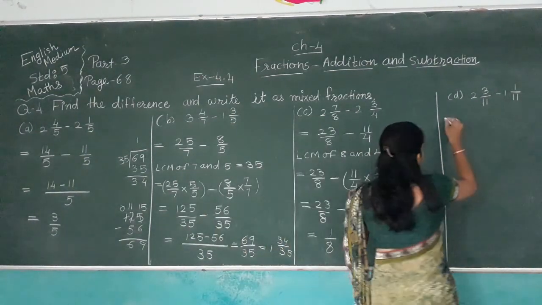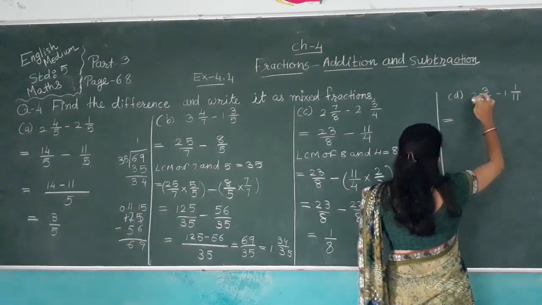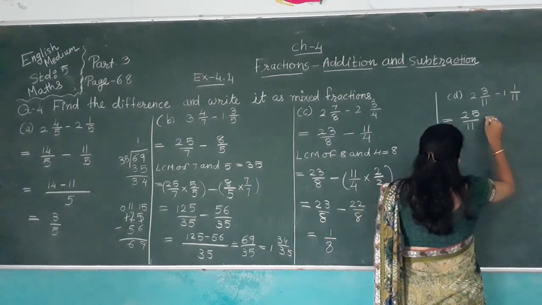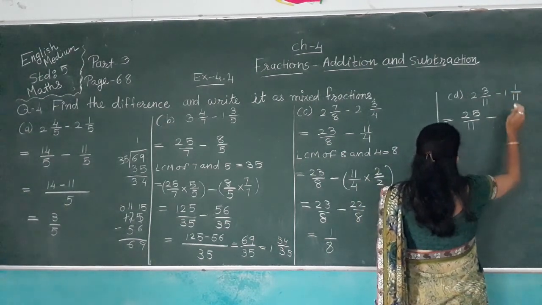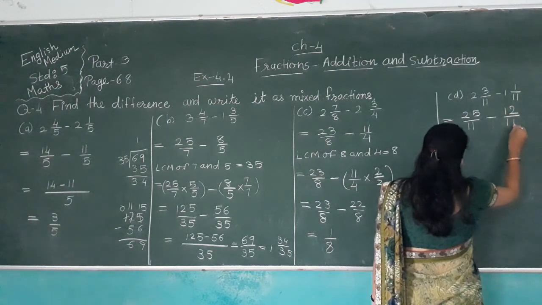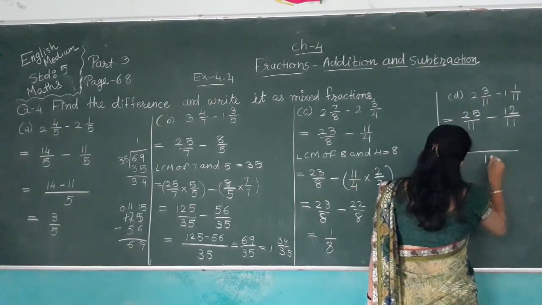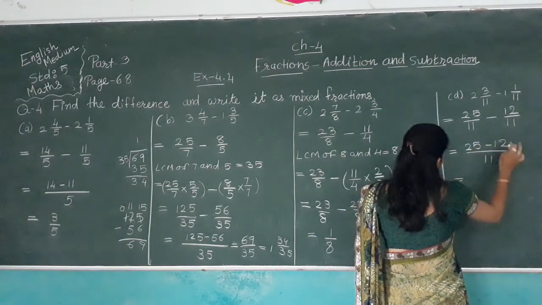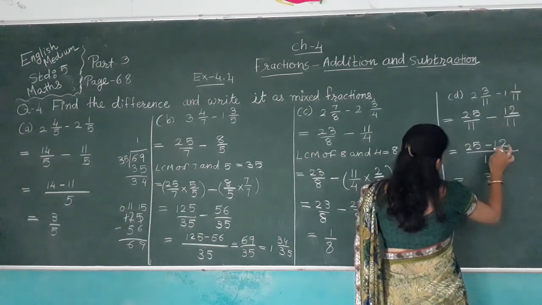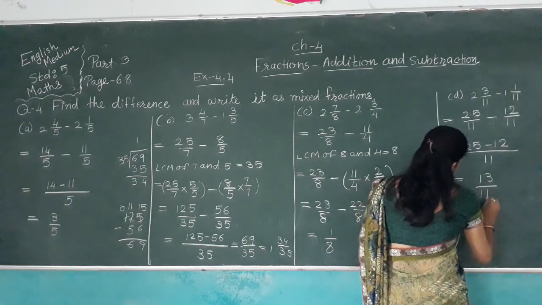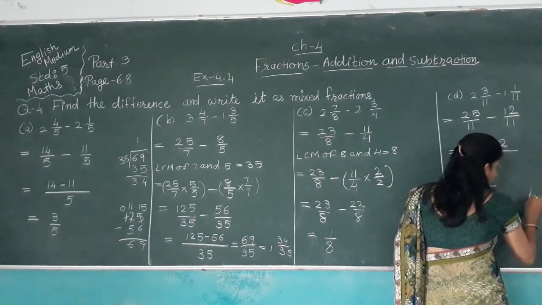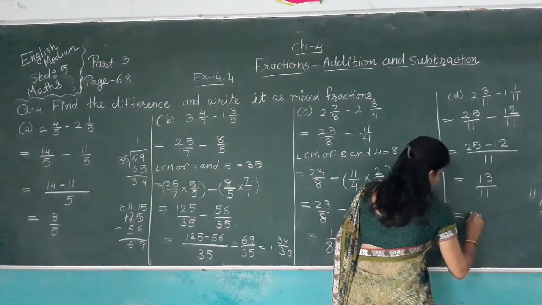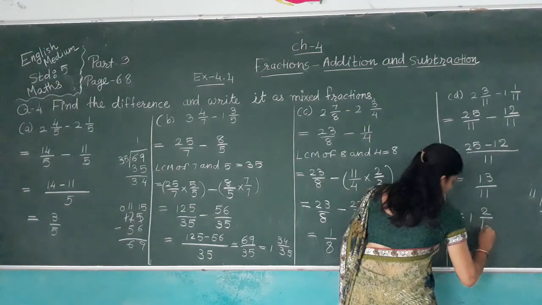Now the next one. 11 2s are 22, 22 plus 3, 25 out of 11. 11 1s are 11 plus 1, 12 out of 11. Here both denominators are the same, so we can directly subtract. Here 25 minus 12, 13 out of 11. 13 divided by 11. 11 1s are 11, 2 remaining. We get the answer 1 and 2 out of 11.